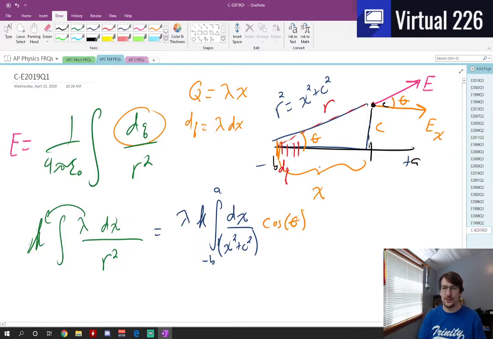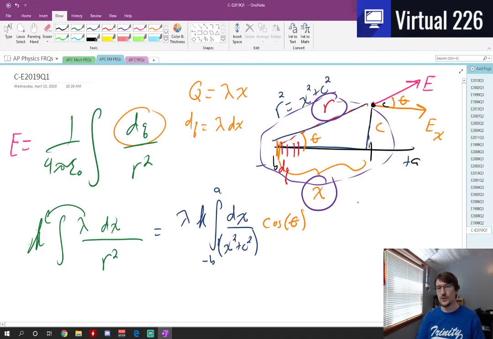Well, what is the cosine of theta? You have it back here in this triangle again. Cosine of theta is adjacent over hypotenuse. So what you can say here is that cosine of theta is equal to x over, and this is going to be x squared plus c squared to the 1/2 power. We took a square root here in order to get rid of that.